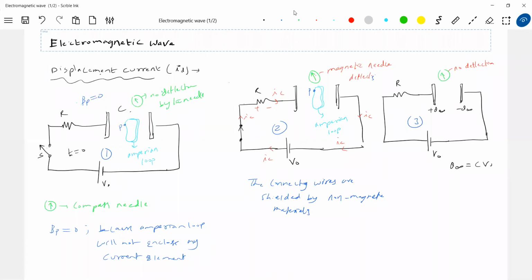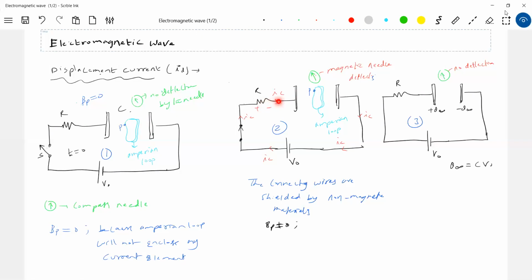Now let's come to this one. What is the magnetic field at point P? It's non-zero. The magnetic needle deflects, which means the magnetic field is non-zero. Now, where is the current carrying element? Is any wire here? Any current carrying wire? Nothing. We are not seeing any current carrying wire here.